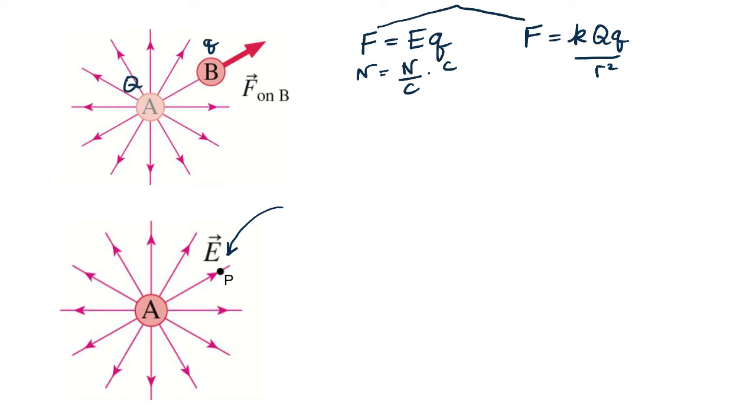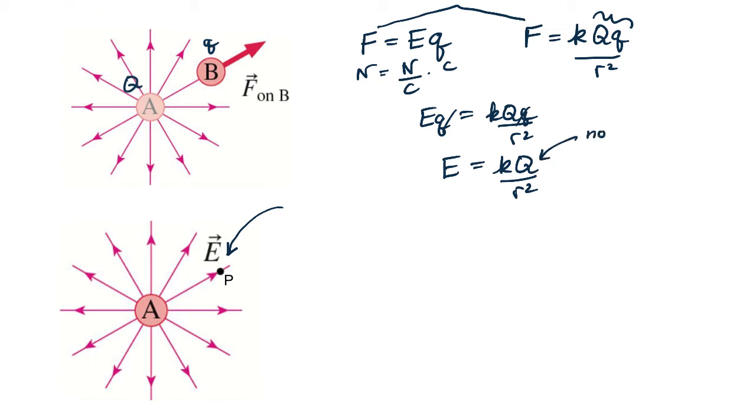Now, just by equating these two equations, I have Eq equals K big Q little q over R squared. I can cancel my q's, and I get an equation for the electric field produced by charge A, which is equal to K times the source charge over R squared. Now, just like Coulomb's law, in this we didn't use the charge signs, we just used the magnitudes. Same thing, there are no signs when you're calculating electric field. You don't use the signs of the charges.